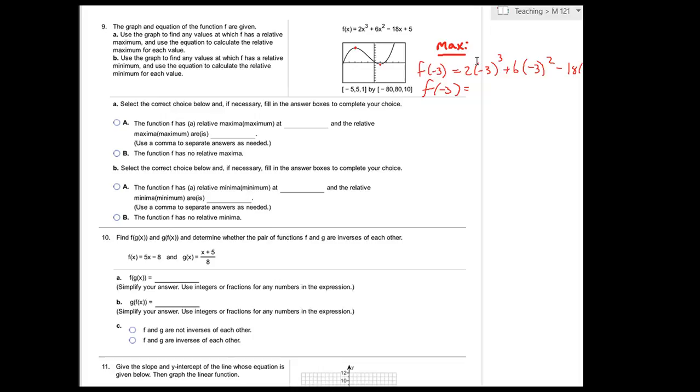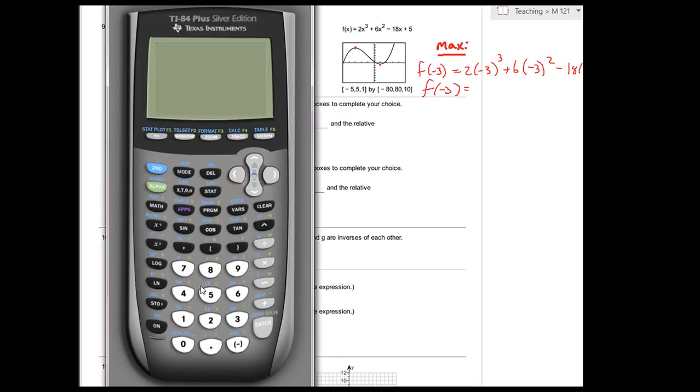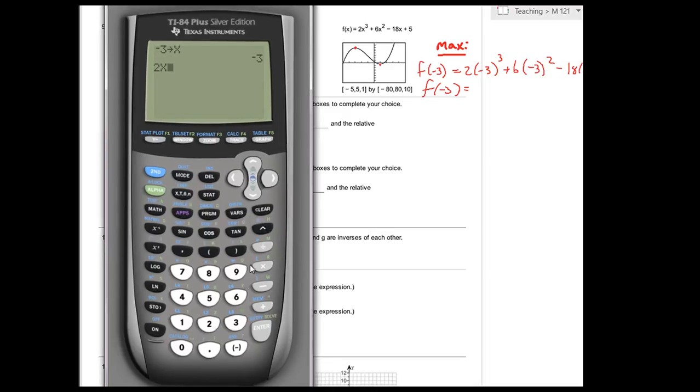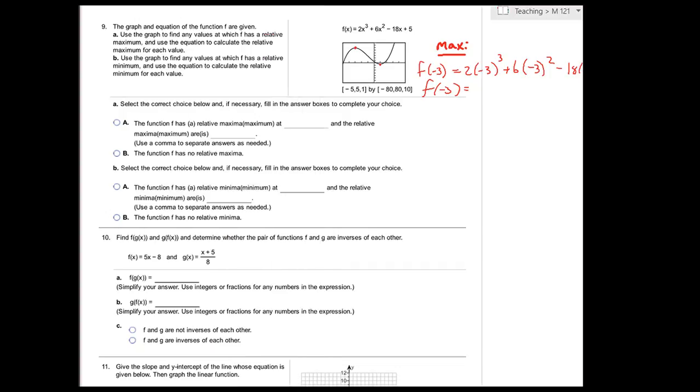You know what? I think we're going to grab our own calculator to solve this. So I pulled up my calculator. I'm going to take negative 3 and store it as x. I always like to do that when I'm doing these sorts of calculator inputs, because chances are I'm going to be inputting this function a couple of times. We square it, we subtract 18x, and then we add 5 to it, and I'm going to get 59. So the function has a relative max at negative 3, and the relative max is 59.